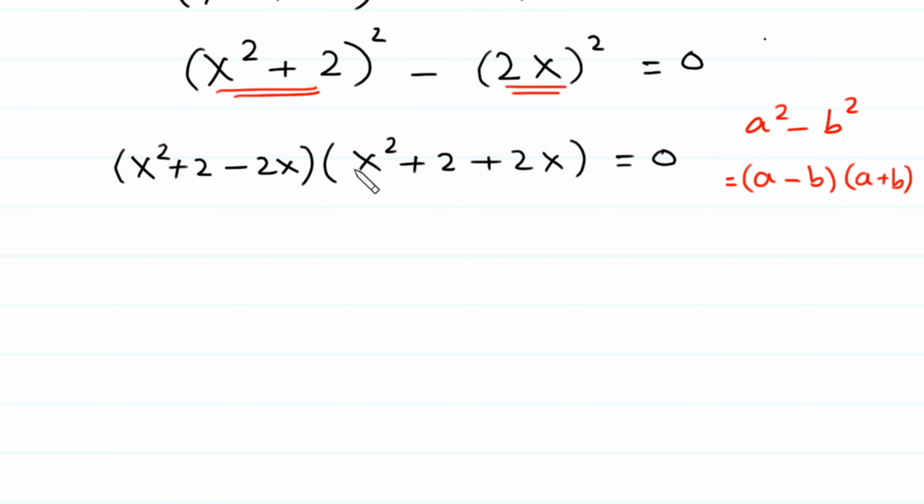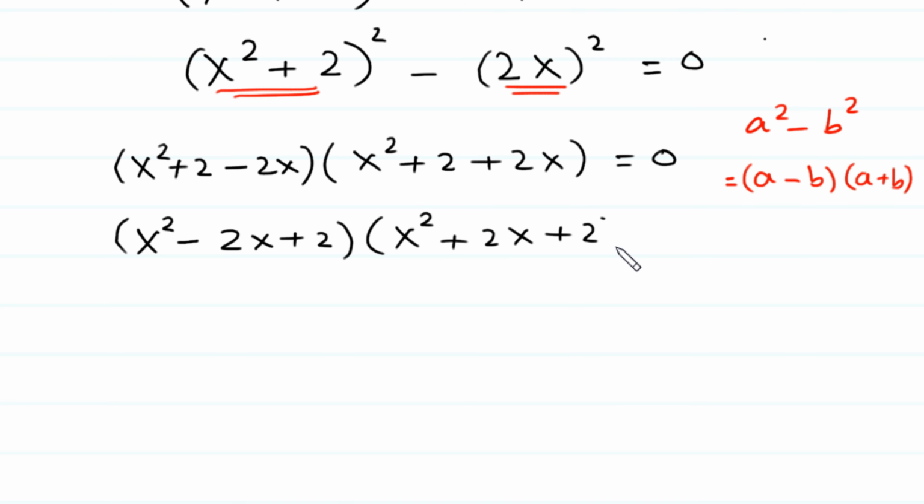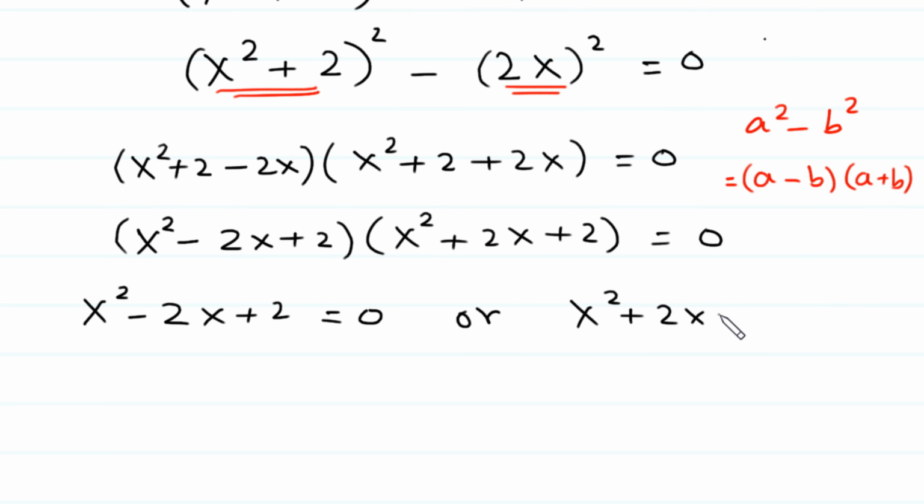Now we rearrange these two factors. We write x square first, then minus 2x, and then plus 2, times, here we write first x square, then plus 2x, and then plus 2 is equal to 0. Next, either x square minus 2x plus 2 is equal to 0 or x square plus 2x plus 2 is equal to 0.